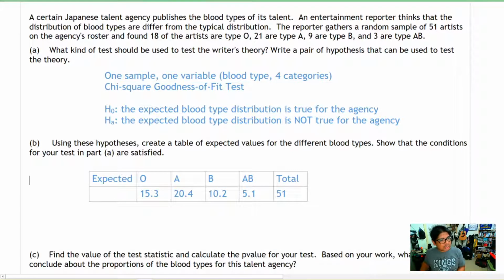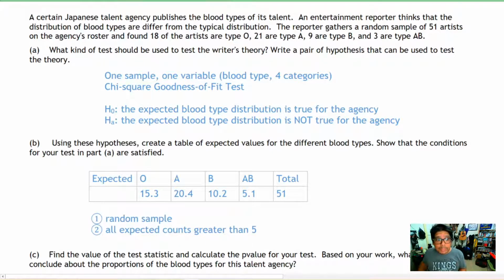Show that the conditions for the test that I identified in part A are satisfied. So remember that there are only 2 conditions that you have to worry about for any chi-square test. We've got the random sample condition, and then all expected counts need to be greater than 5. So do we have anything in the reading that tells us that this is a random sample? And I'm seeing right here, random sample of 51 artists. So we're going to quote that and put that in our work.